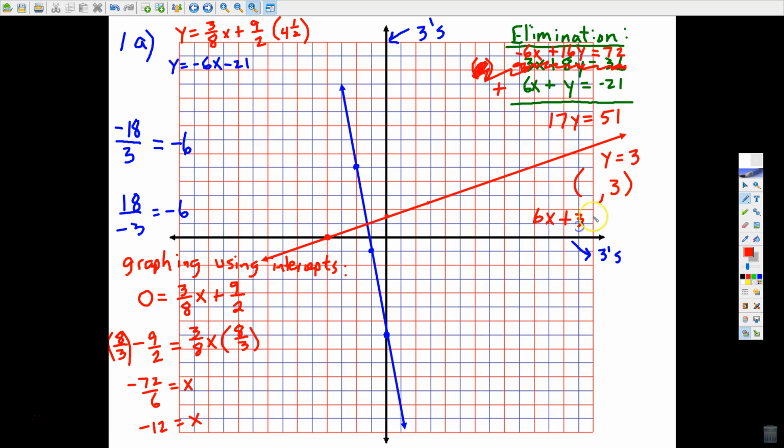6x plus 3 is equal to -21. 6x is -24. X is -4. So sure enough, now I've got confidence that, number one, I did the graph correctly, because the solution that I've got from my graph is reasonable with this other solution that I got using the elimination method. So a lot of stuff there.